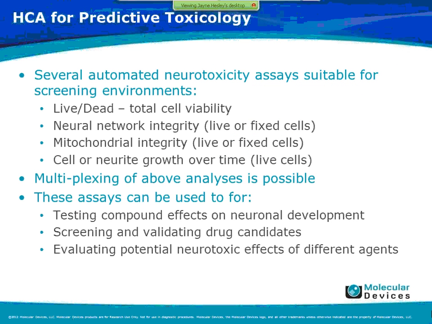Thus, I've demonstrated the assays: the live/dead, the neural network integrity, mitochondrial integrity, and the neuron outgrowth over time. The other thing is that those assays could be multiplexed. The analysis of those assays can be multiplexed in our ImageXpress software, and you could get multi-parametric data output. And it could be used for testing compound effects on neuronal development, screening and validating drug candidates, and evaluating potential neurotoxic effects of different agents.